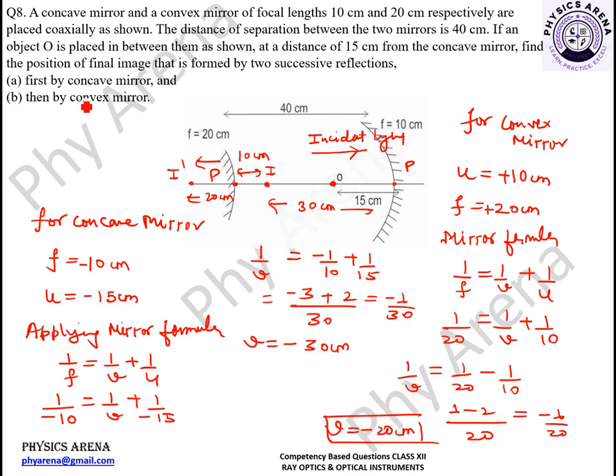So this is the answer for the two cases. For the concave mirror, the image is formed at minus 30, and for the convex mirror, it is formed at minus 20 from the pole of the convex mirror. So both the distances have to be from the pole of the respective mirrors, and that is the answer for this problem.